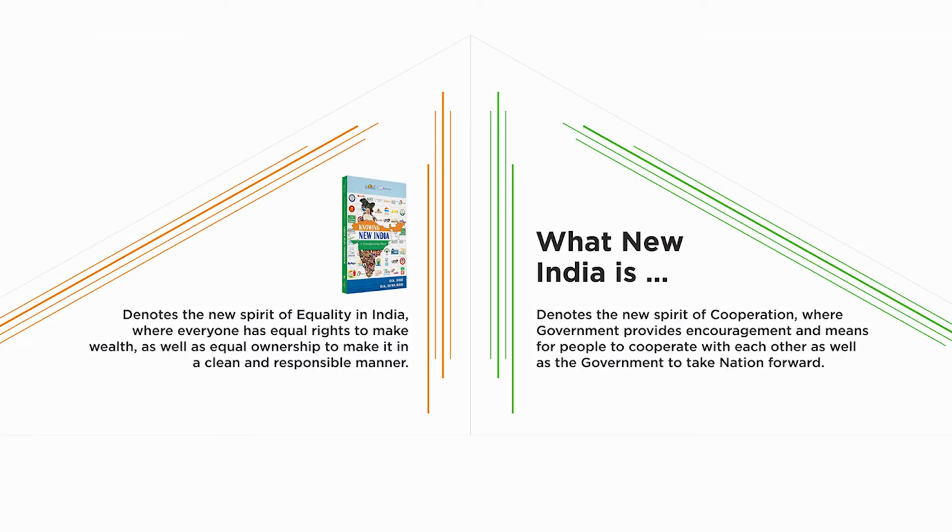This New India is all about cooperation. Cooperation between people and government, cooperation between governments, and at multiple levels, at different grades of cooperation. It's all about having a cooperative effort. That is all this India is about.